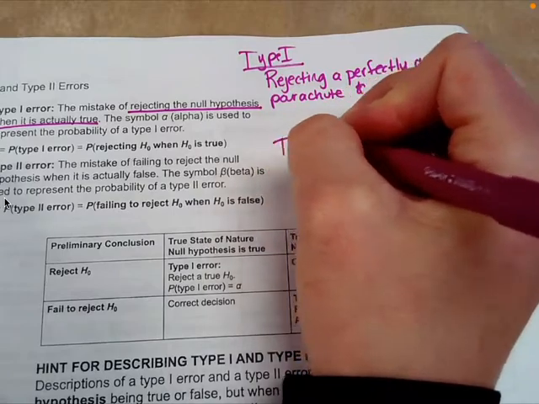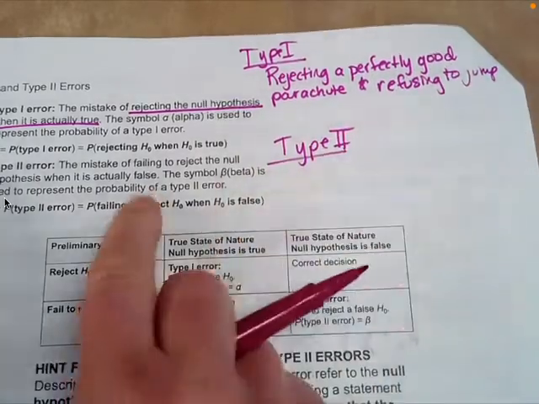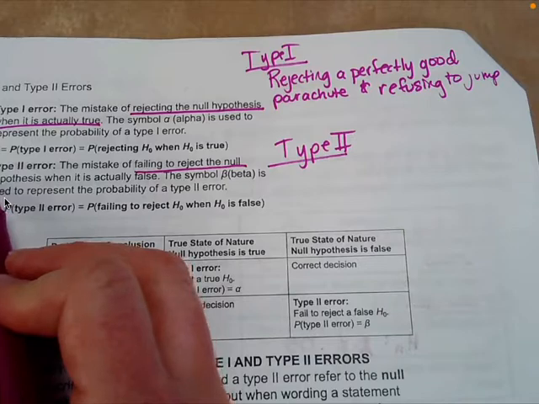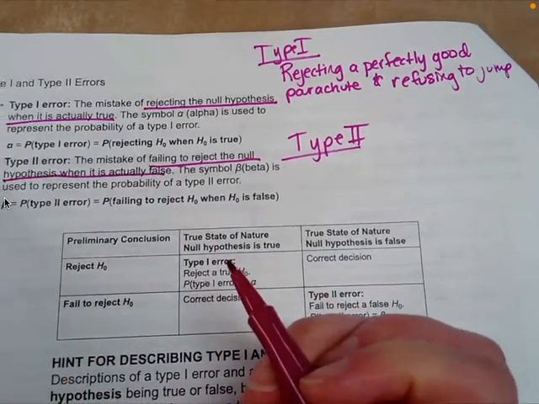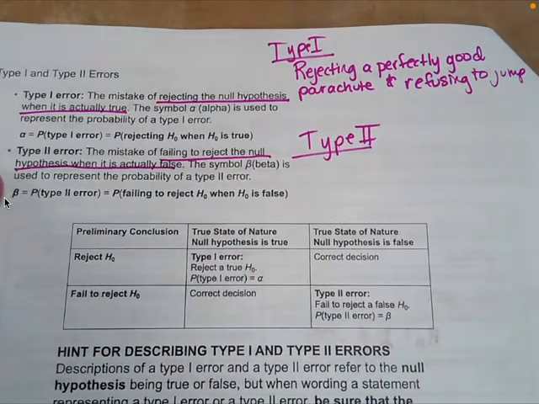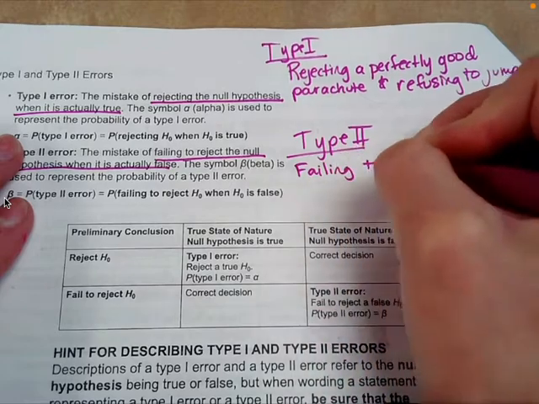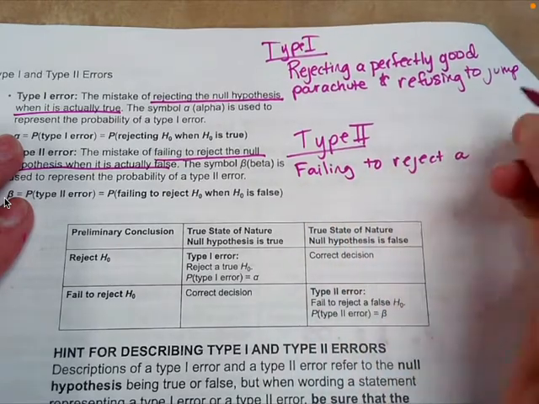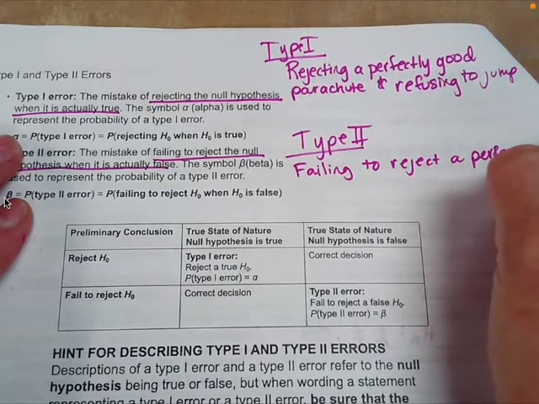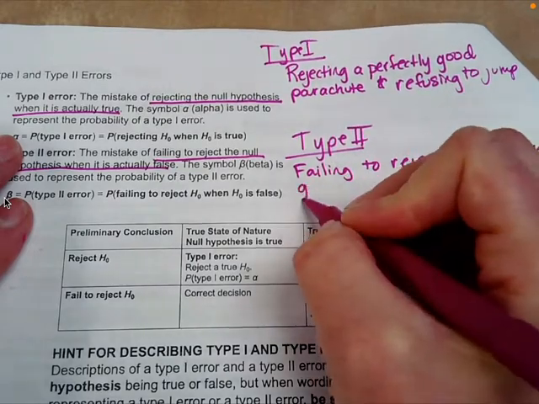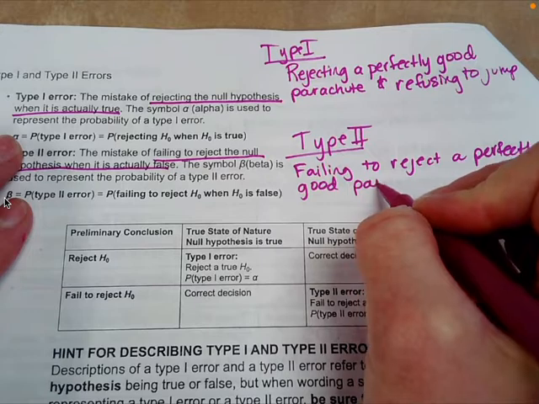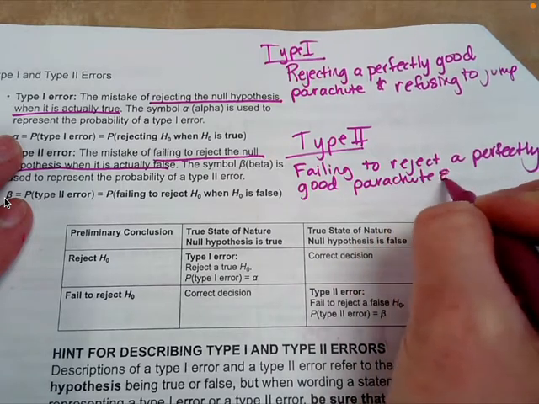Then the type 2 error is the mistake of failing to reject the null when it actually is false. So you want to reject the null because it's false. But if you have an error, you're not rejecting it. You're basically saying it's true. So this would be failing to reject a perfectly good parachute and jumping out of the plane.